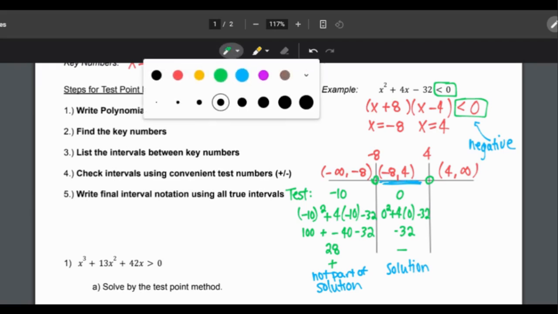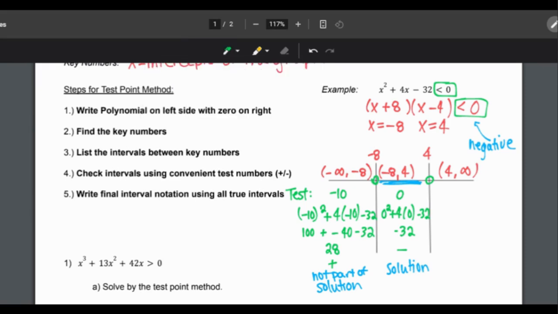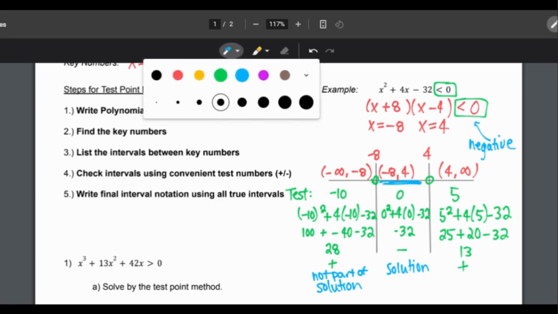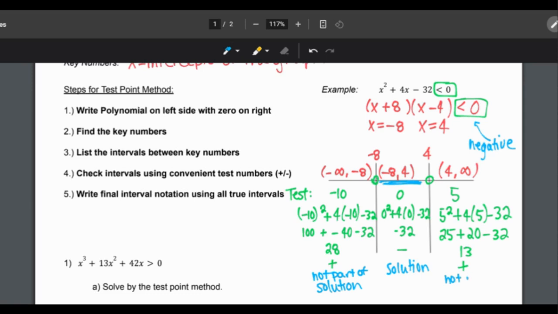All right, and then I just have to test one more region. So some number bigger than 4, I'll go with 5. And I just need to do 5 squared plus 4 times 5 minus 32. So that's 25 plus 20. It's 45 minus 32. That's 13. And that is positive. So that is not part of the solution set. So I will not shade in the number line for the 4 to infinity section.